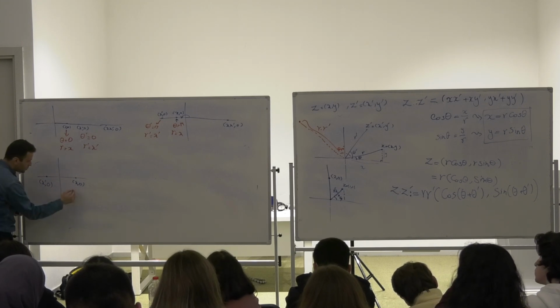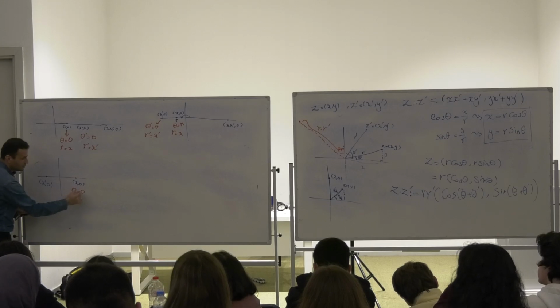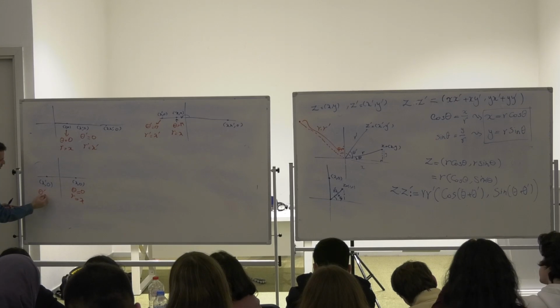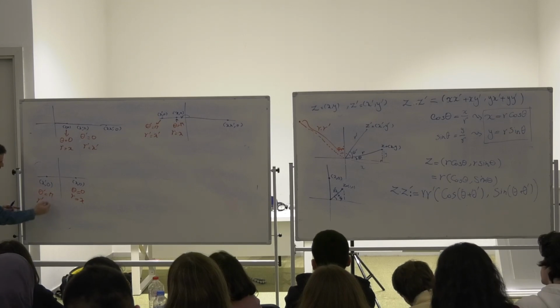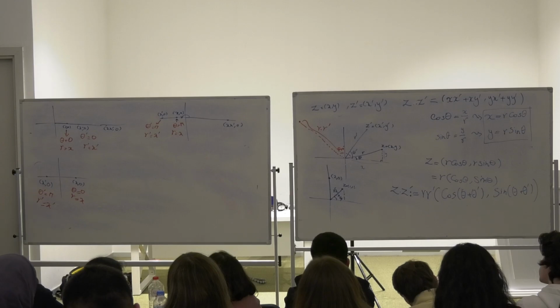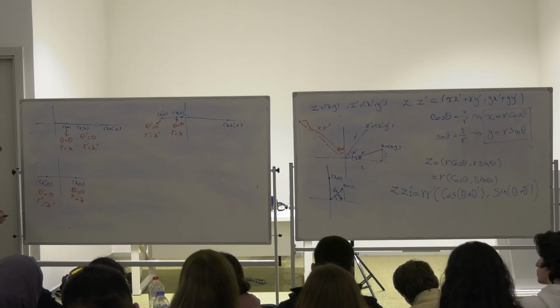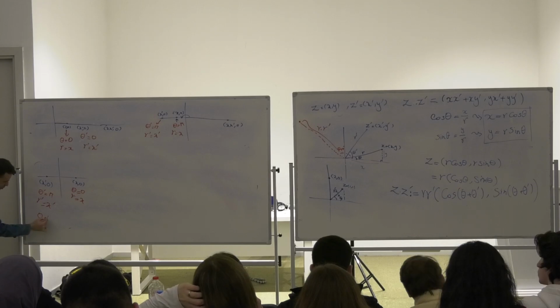What is the theta of this one? 0. What is the r of it? X. What is theta prime of this? Pi. What is r prime of it? X prime. Okay? So if you want to multiply these two, what is going to be our angle? 0 plus pi, right?